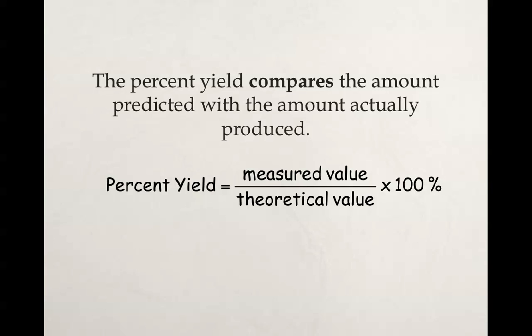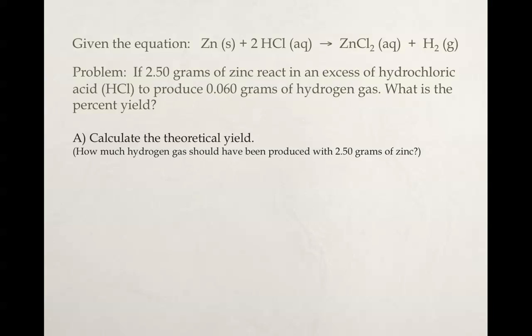This is not in your reference table. This is something that you're going to have to memorize. The measured value is what we would get in our lab results. The theoretical value is what we'd be able to calculate with paper and pencil. All right, so here's our first problem. You can go ahead and take a look at the problem.